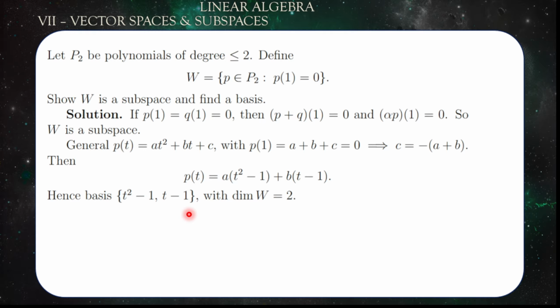You notice here we have a, b, and c, where c is equal to minus a minus b. P(t) is equal to a times (t squared minus 1) plus b times (t minus 1). a and b act like variables here. So the first basis vector is t squared minus 1, the second is t minus 1, with dimension of W equal to 2, because we have only two unique vectors within the basis.